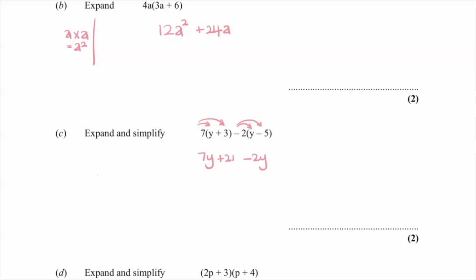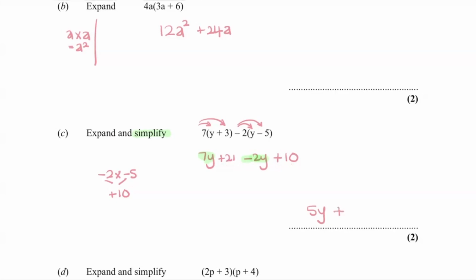What you're actually doing here is minus 2 times minus 5. Well, 2 5s are 10, and the 2 negatives create a positive, so it's positive 10. Now, this question is also saying we need to simplify. All we've done so far is the first bit, the expanding. So what I now do is collect the like terms. I've got 7 y's, and it says take 2 y's away. That would give me 5y. And for my numbers, I've got 21. It says add 10, so that will give me 31.